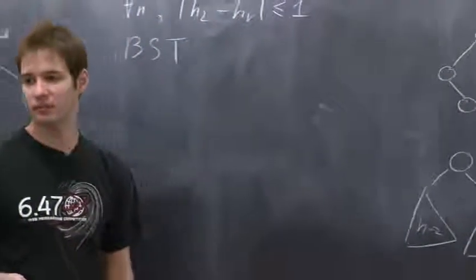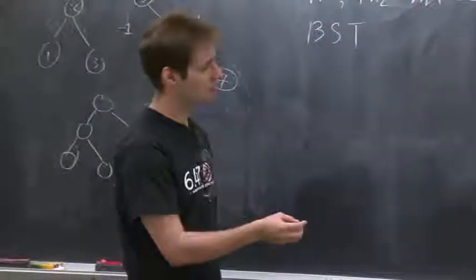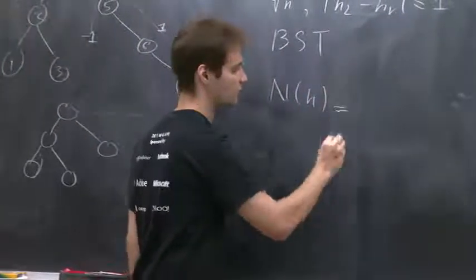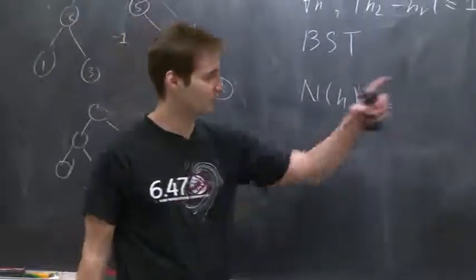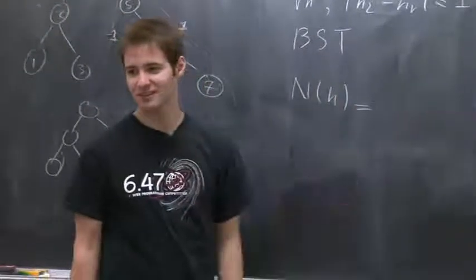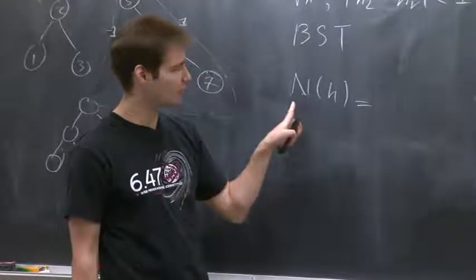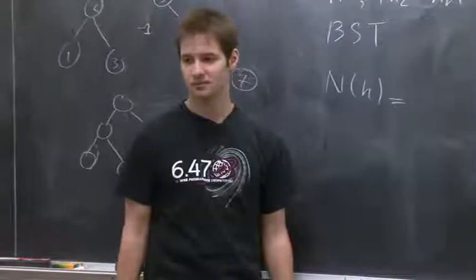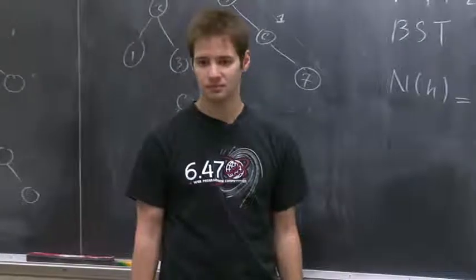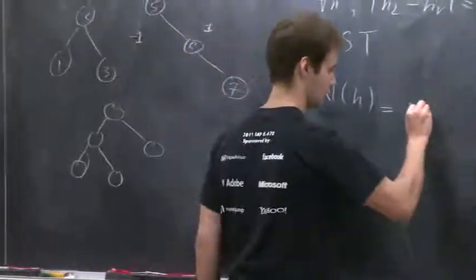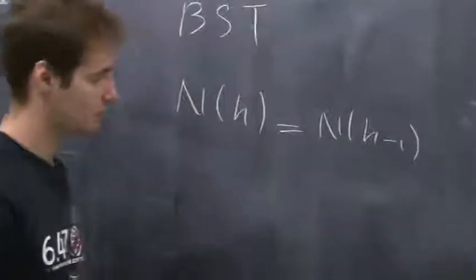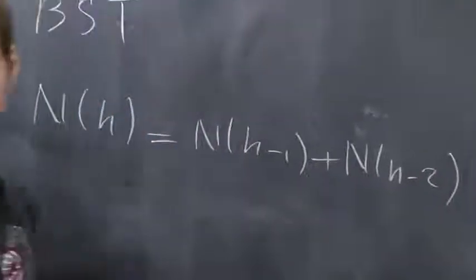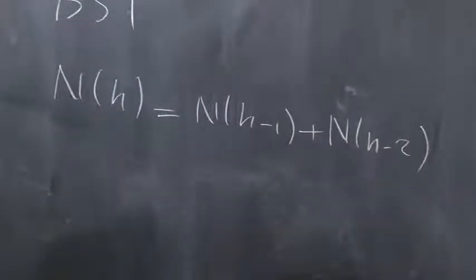And you were telling me before that the recurrence for this is, suppose I want to write the number of nodes as a function of height. So suppose I have a height and I want to know how many nodes I have in my tree that has a minimum number of nodes. What is it? It's n of h minus 1 plus n of h minus 2. There might be a constant.